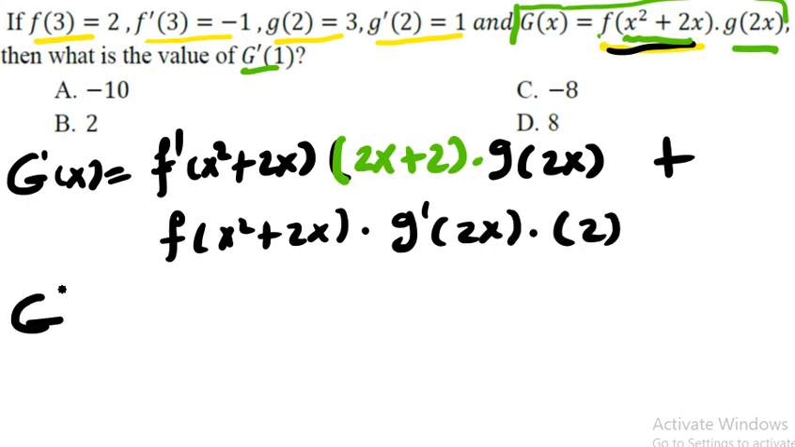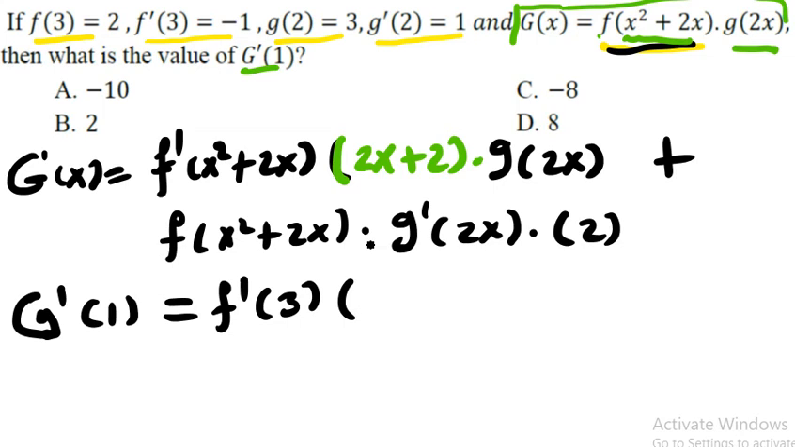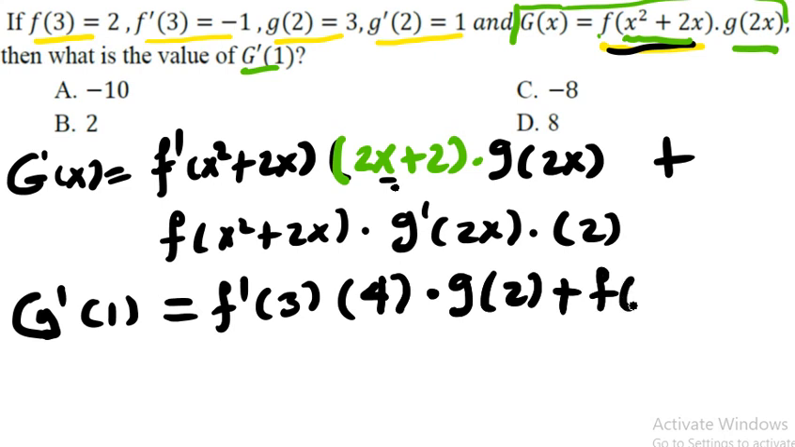Now I'm going to substitute 1 into capital G derivative at 1. That means we are going to insert just 1 in place of every x. It's going to be f derivative of, when you insert 1, 1 plus 2 will be 3, times again 2 plus 2, which will be 4, times g of 2, plus f of 3 times g derivative of 2 times 2.